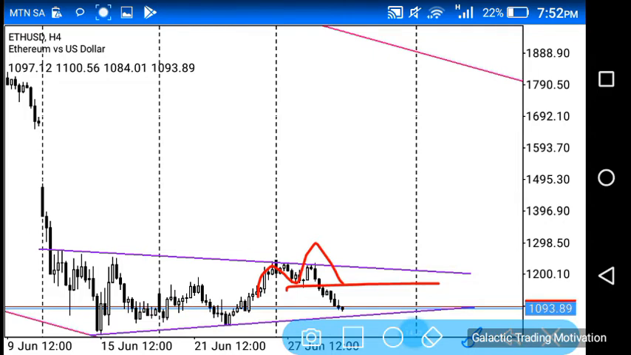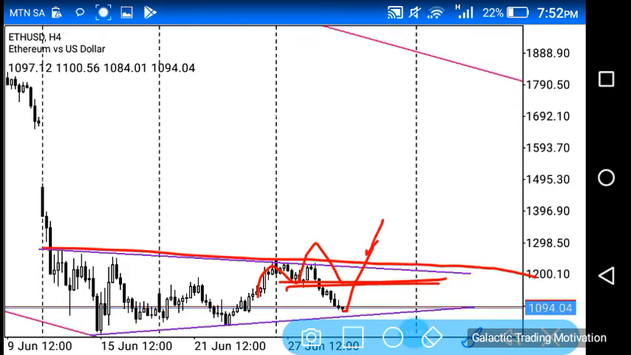Or what may happen is that price may not respect the neckline of this M structure and actually go up and break both the neckline as well as this trend line over here, and then close on this side. Should that happen, I would wait for price to come back to this level to retest it, and this is where I would look for possible buying opportunities.